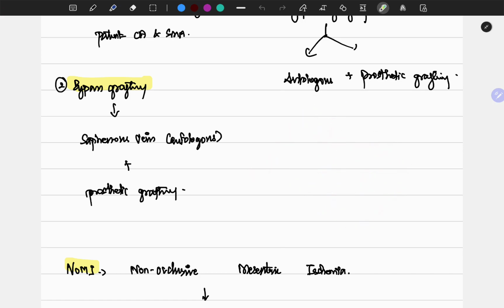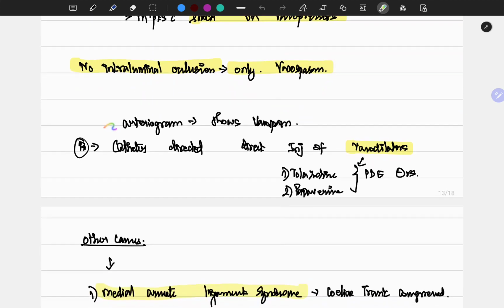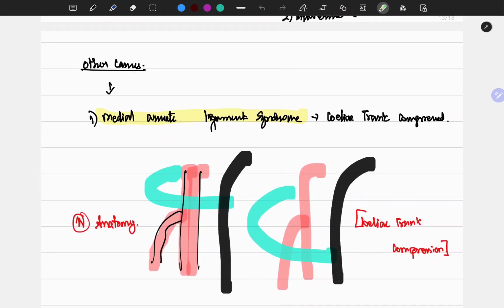So what is non-occlusive mesenteric ischemia? It occurs in patients with shock on vasopressors like norepinephrine. No intraluminal occlusion. This is the key. It is only a vasospasm. So we do CT arteriogram, which mainly shows vasospasm. Treatment: catheter directed direct injection of vasodilators using phosphodiesterase inhibitor and papaverine. So what are all other causes?